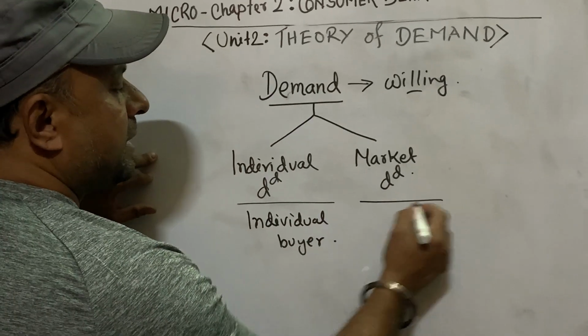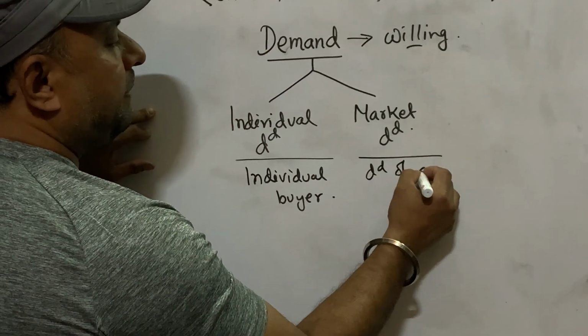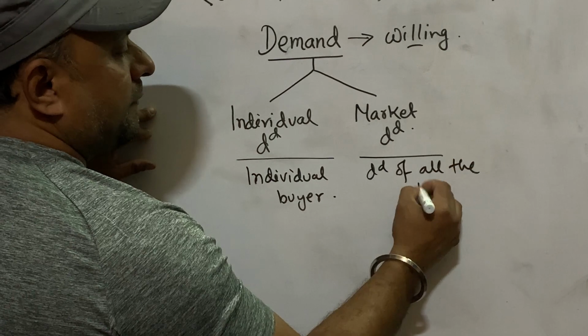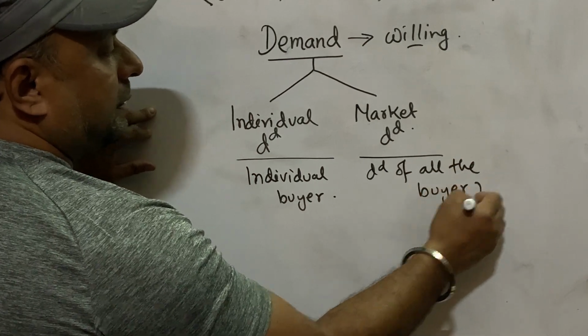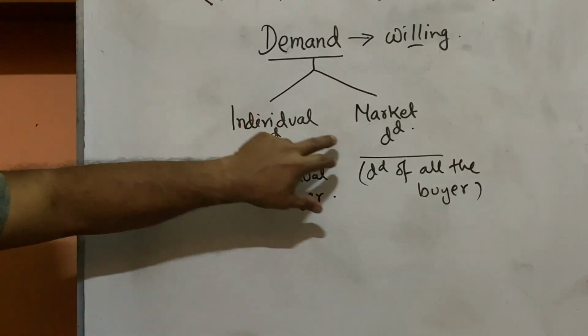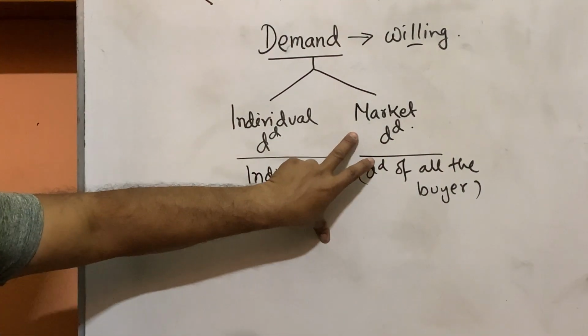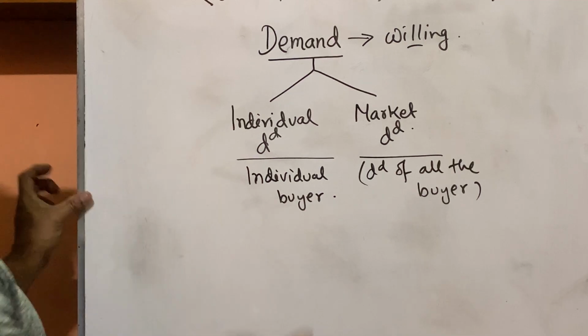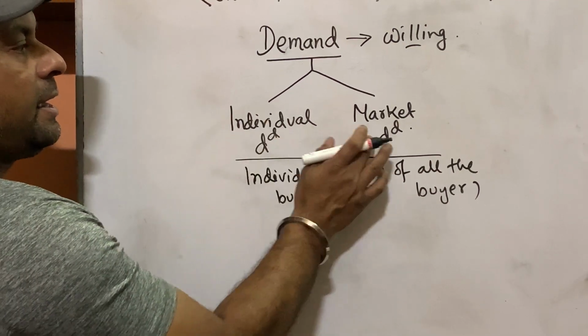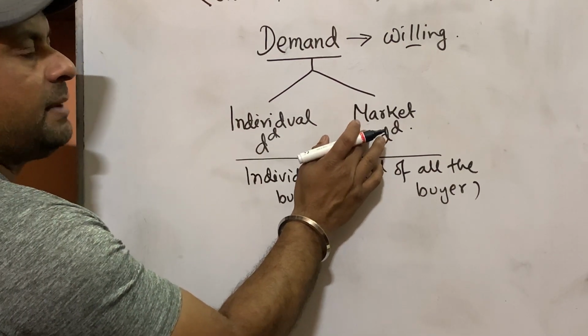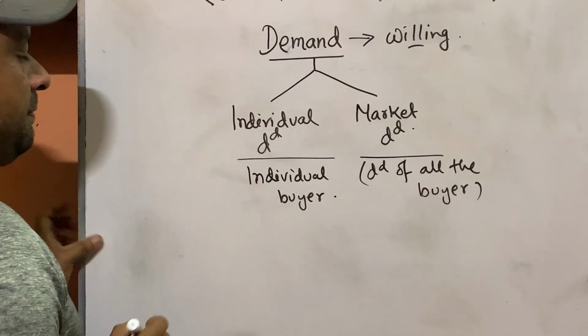Market demand means demand of all the buyers in the market. Total demand of a good by all the consumers of a market is called market demand. So demand of a good by an individual person is individual demand, and demand of all the consumers in a market of a particular good is called market demand.